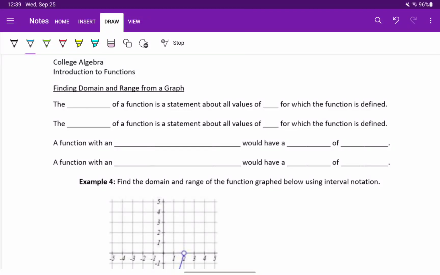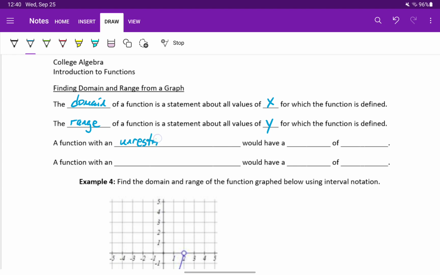Every function has a domain and a range that we can state in different ways. We'll focus on using interval notation. The domain of a function is a statement about all values of x for which the function is defined. And the range is a statement about all values of y for which the function is defined.